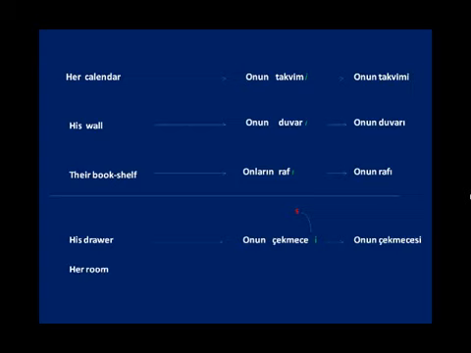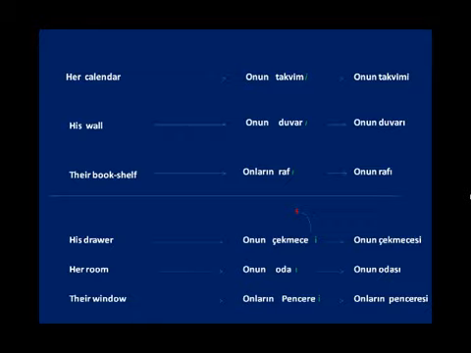Another word, her room, onun oda plus ı, oda ı, 2 vowels. Now we're going to say onun odası. And another word, their window. Onların, window is pencere. We add the vowel, which is i, and it's going to become onların penceresi.